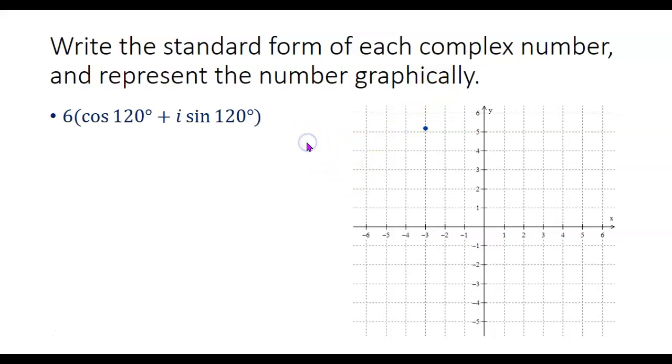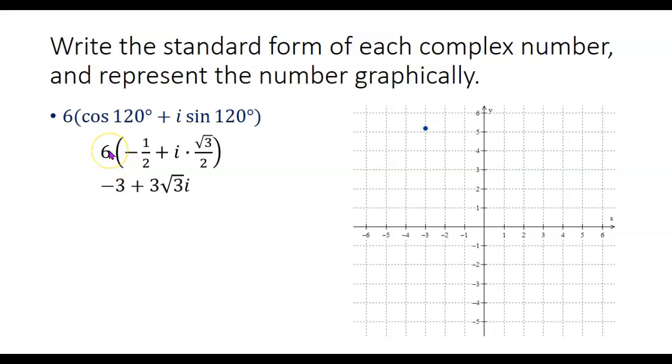Now, if we're going the other direction, from trigonometric form to a plus bi rectangular form, standard form, it's really just a matter of doing what it says. If you actually calculate the cosine and the sine of the angle, you get your real part and your imaginary part. So to convert 6 times the cosine of 120 degrees plus i times the sine of 120 degrees, the cosine of 120 degrees is negative 1/2. The sine of 120 degrees is the square root of 3 over 2.